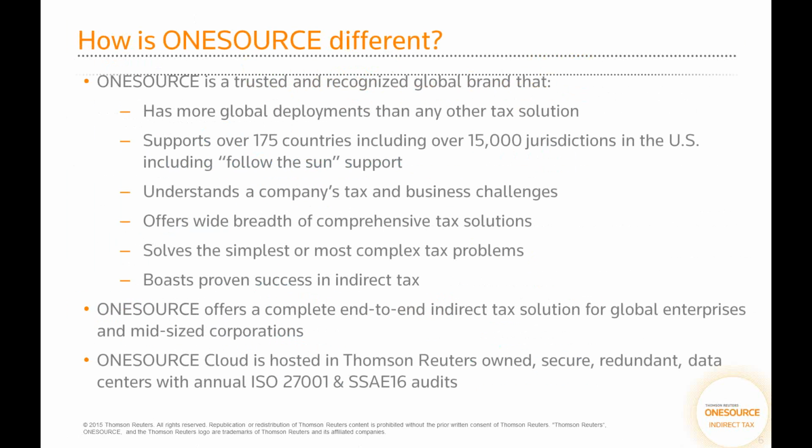How are we different? ONESOURCE is a trusted and recognized global brand. At this point, we operate in over 175 countries and in over 15,000 jurisdictions in the U.S. alone. We are an unrivaled global vantage point. Our content is used by Big Four accounting firms and also the IRS, and we service several enterprise level clients.